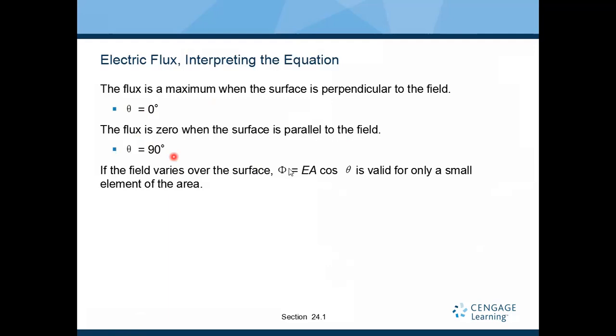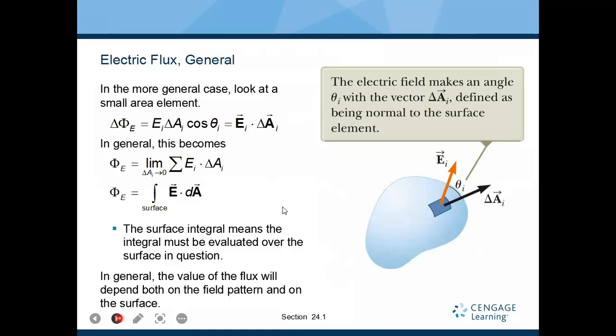So if the field varies over the surface, then phi, the electric flux equals E A cos theta, is valid for only a small element of the area. So we can denote the electric flux in the more general case. Look at a small area element delta A_i. For the field E_i, the flux is E_i delta A_i cos theta_i. That means E_i dot delta A_i for a small area, where theta is theta_i.